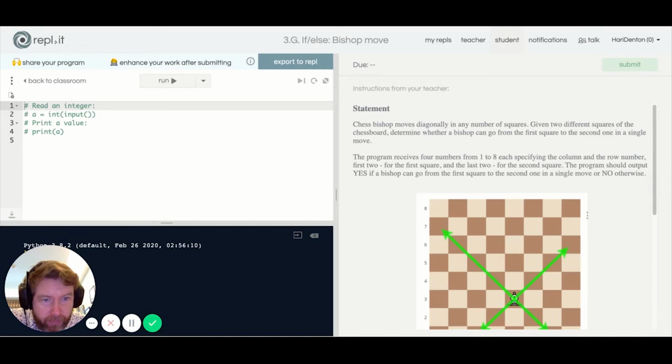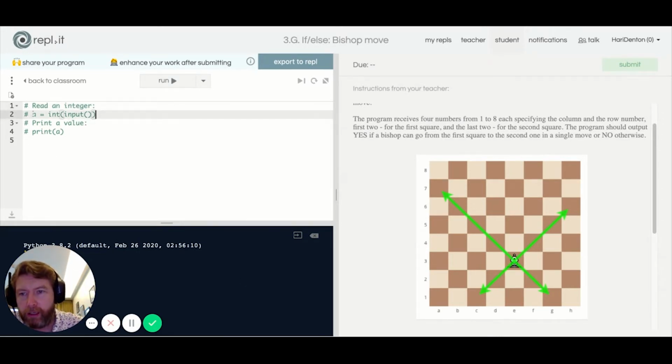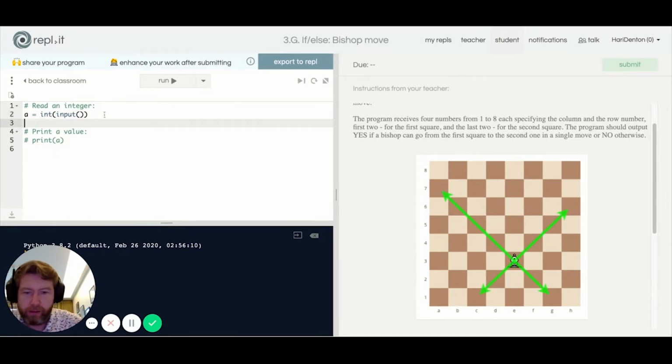In chess, a bishop moves diagonally. Okay, so from any position, the difference can be -1, -1, -1. Basically, you're looking at the difference between the row number and column numbers, and if the differences are 1... so I should have copied and pasted it. So row A, row B, row C, row A, row B.